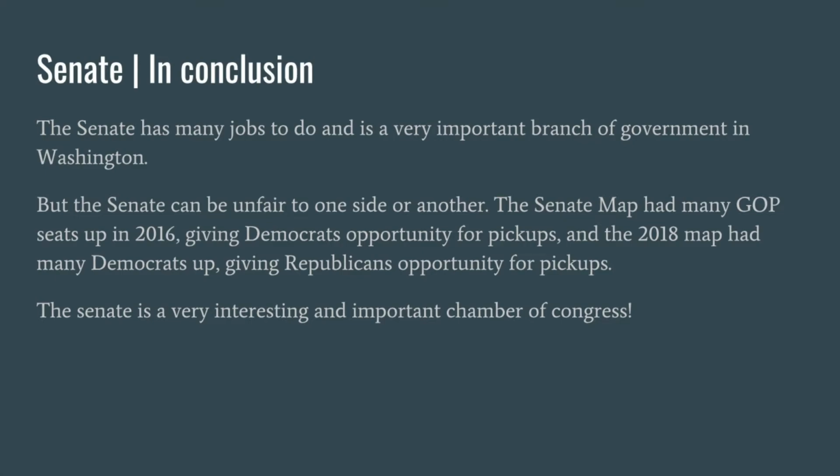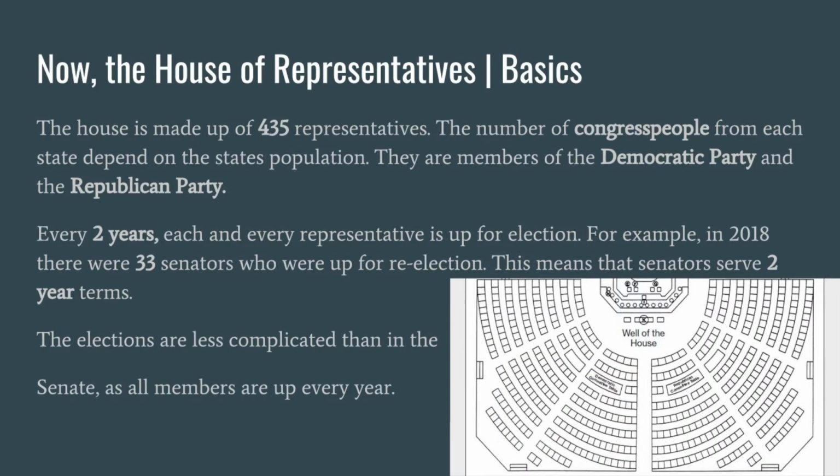Senate, in conclusion, many jobs, very important for a branch, but again, it cannot be too fair for one side. I didn't mention this, but the Republicans had so many seats up in 2016, giving Democrats opportunity for pickups, and then the same thing the other way around in 2018.